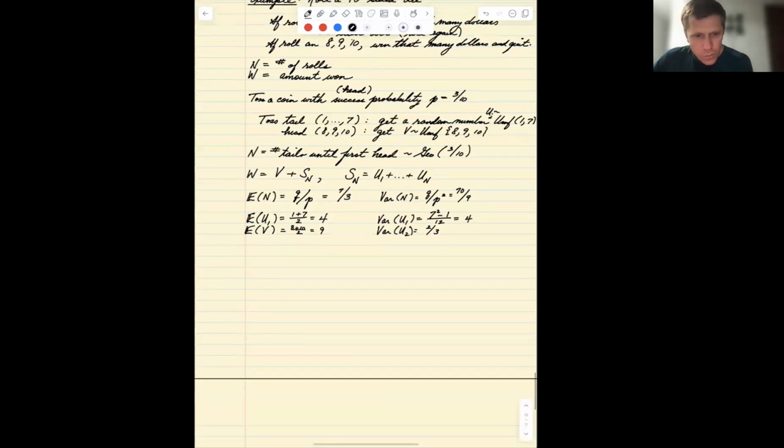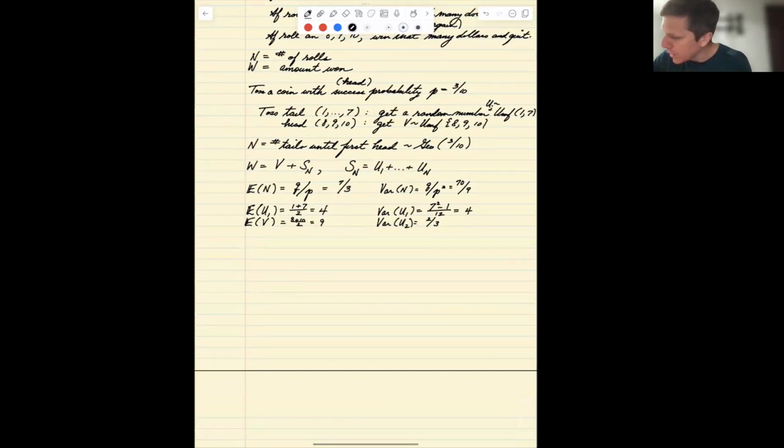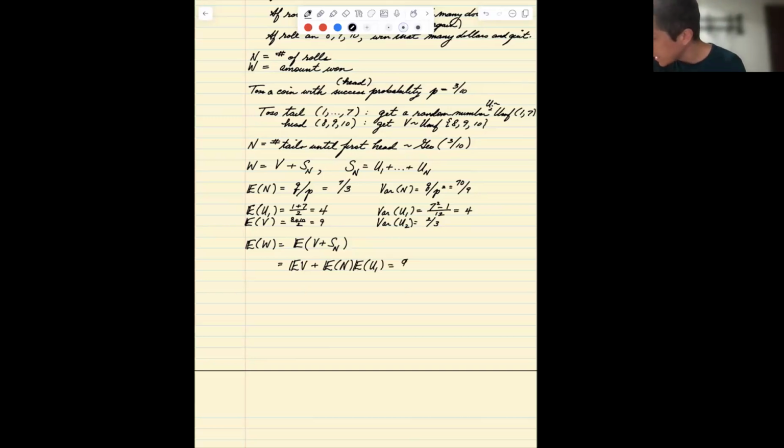Okay, so what is the expectation of the amount we win? The expected value of W is the expected value of V plus S_N, which is expected value of V plus expected value of N times the expected value of U1. So this is just putting all the pieces together. So it's 9 plus 7/3 times 4, which is 55 over 3.